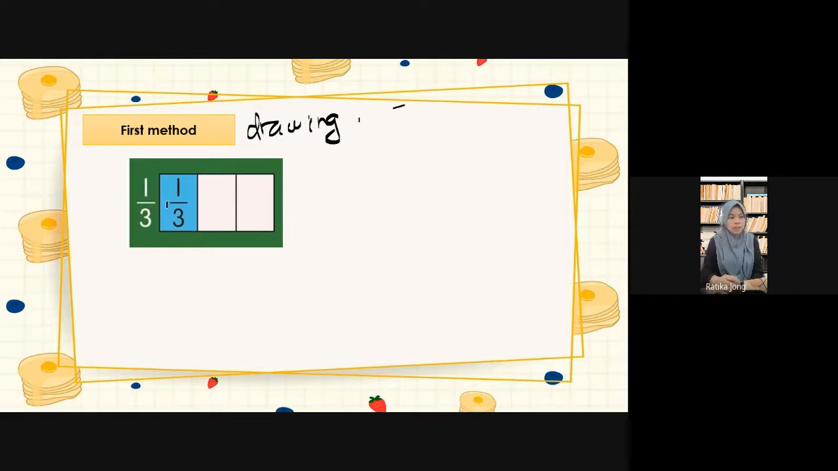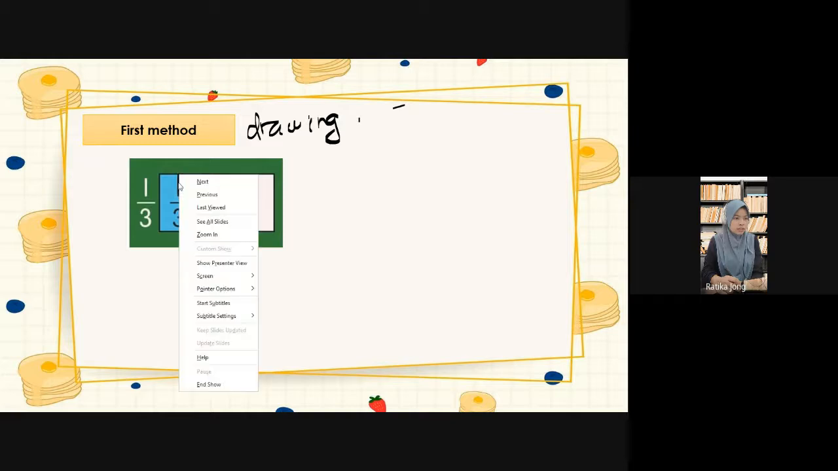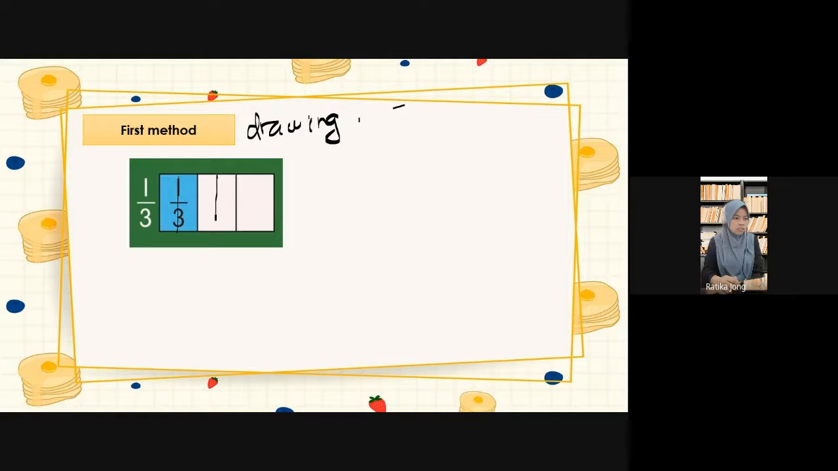Okay, kalau cikgu nak bahagikan kepada pecahan yang lebih banyak, I can divide it like this, kan? Cikgu boleh bahagikan like this. I divide this one into 2. Okay, this one divide also, this one divide also.